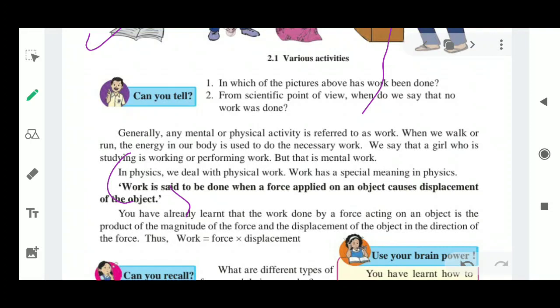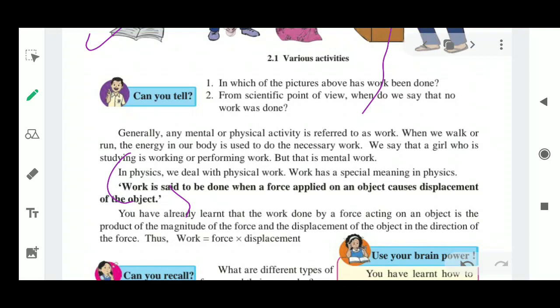मतलब फोर्स जब अप्लाई होगा और उस फोर्स के कारण डिस्प्लेसमेंट मतलब ऑब्जेक्ट की पोजीशन चेंज होगी, देन ओनली साइंस से दैट कि वर्क इज डन. देन ओनली साइंस बोलता है कि वर्क डन हुआ. फोर्स अप्लाई नहीं होगा या फोर्स अप्लाई हो रहा है और डिस्प्लेसमेंट नहीं हो रहा है, तो हम बोलेंगे कि वर्क नहीं हुआ.